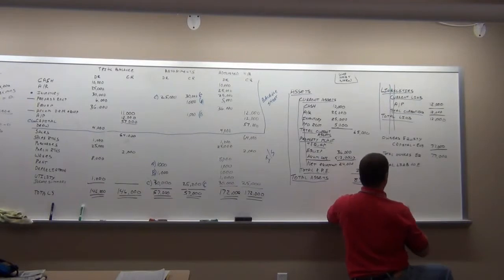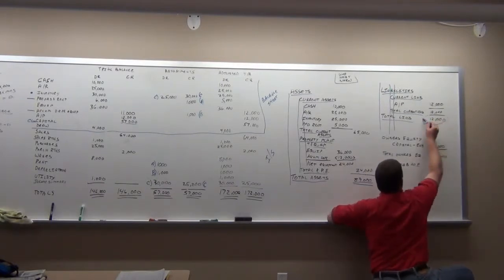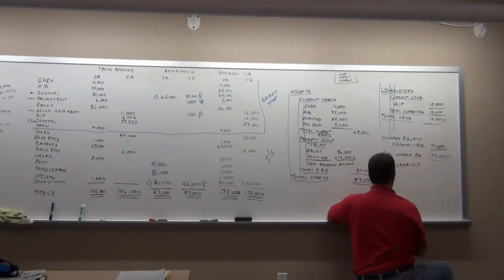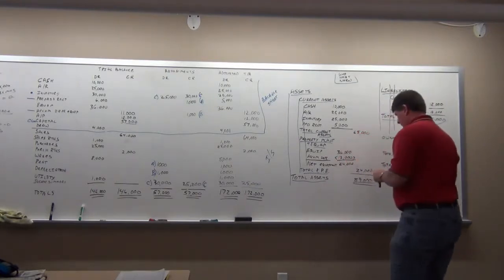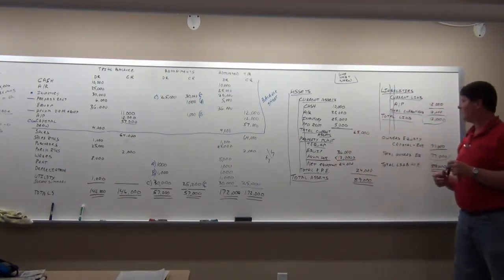And this is where I add this number and this number together to give me 97. I can't add. What? 89. I'm dyslexic all of a sudden. 89,000. Again, it's doing math too late in the day.